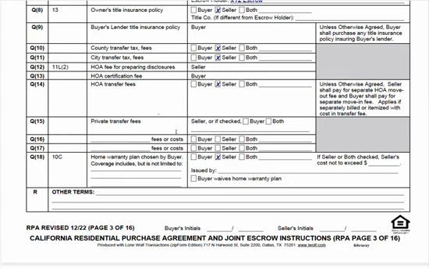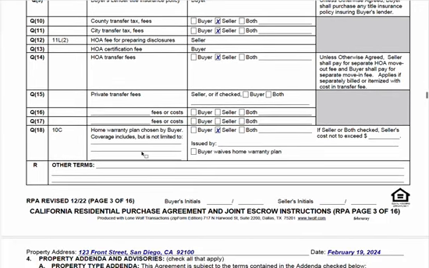So you can do whatever you want. These are just blank lines, auxiliary space for adding whatever you want. Home warranty, buyer chooses, which is good. Seller should pay. You should put in an amount not to exceed, and then the company that you want to furnish the home warranty plan.